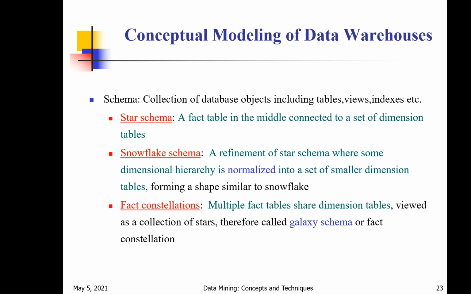So these are the three schemas: star schema, snowflake schema, fact constellation schema. Now we will see how these schemas can be represented, in a diagrammatic representation for these three schemas.